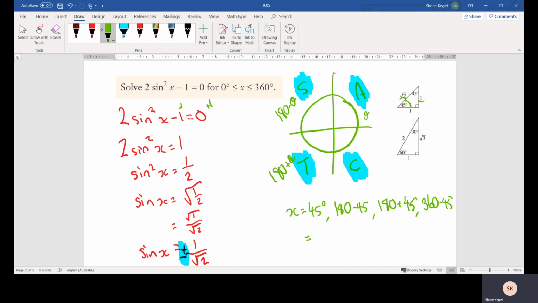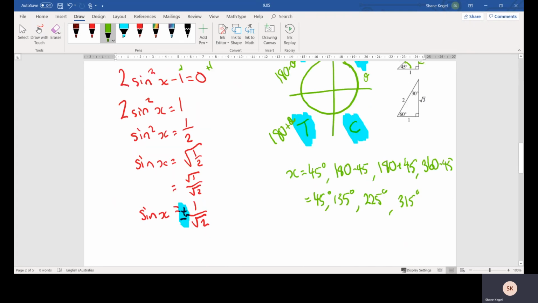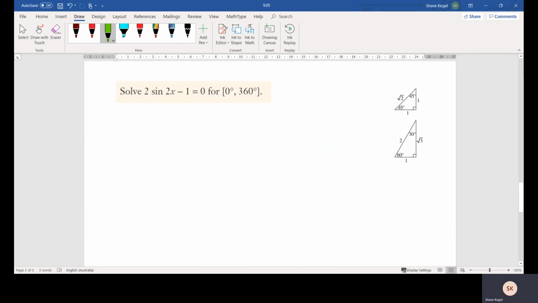So x could equal just 45. 180 take 45 is 135 degrees. 180 plus 45 is 225. And 360 minus 45 is 315 degrees. So I've got 4 possible options for this question here. Next example. 2 sine 2x take 1 equals 0, between 0 and 360 degrees.